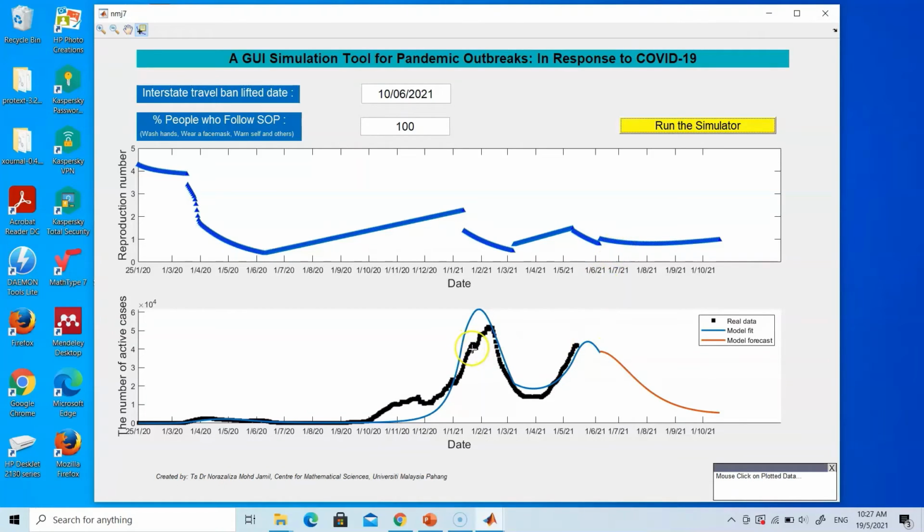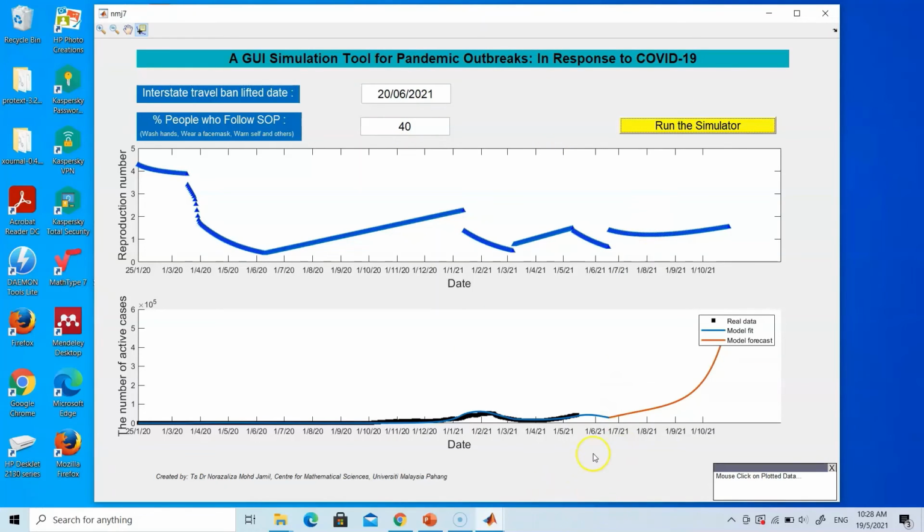The real data of the number of cases was plotted by the black square symbol. The model fit is shown by the blue curves. The model prediction is represented by the red curve, which forecasts at a time longer than the data points. For example, let's simulate the model if the interstate travel ban lifted date is 20th June 2021 and 40% of Malaysians abide by the rules. To know the prediction value, a user can click on the plotted graph and refer to the Y value in this box.